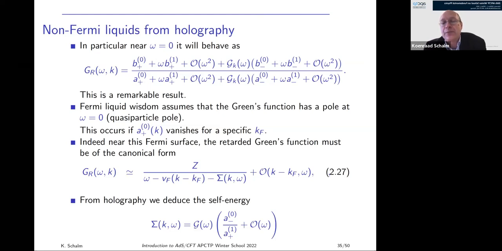And if you do this very precisely, you find it's some combination of mu, which is the chemical potential, and some other parameters.